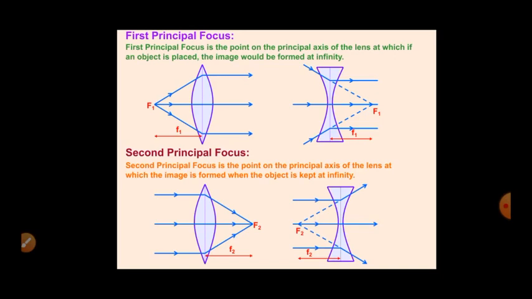So we can see now that in every lens with two refracting surfaces, we always have two foci also.